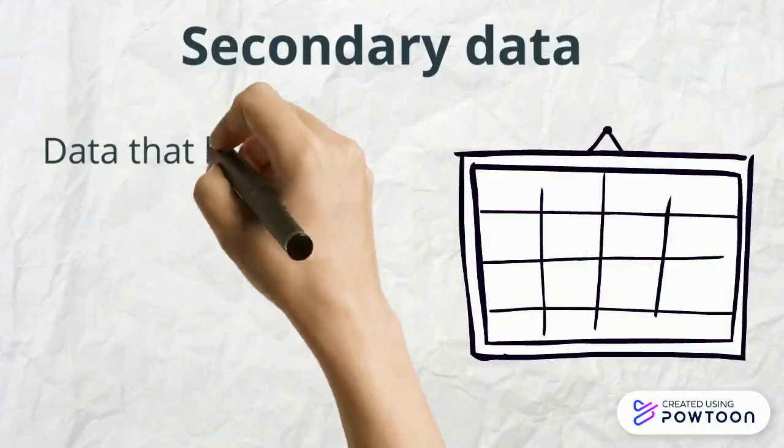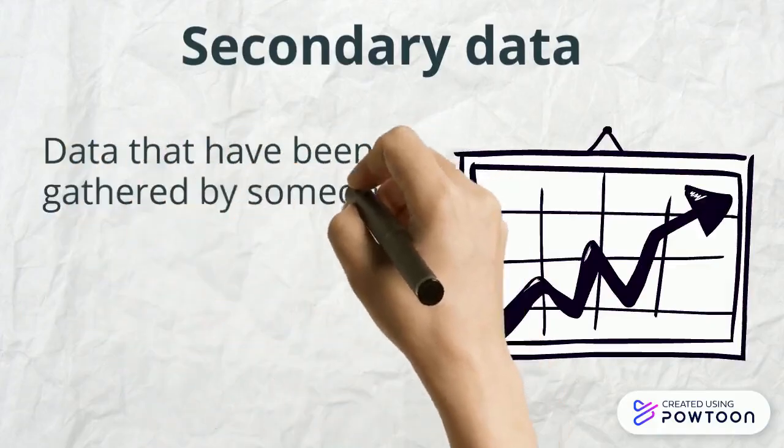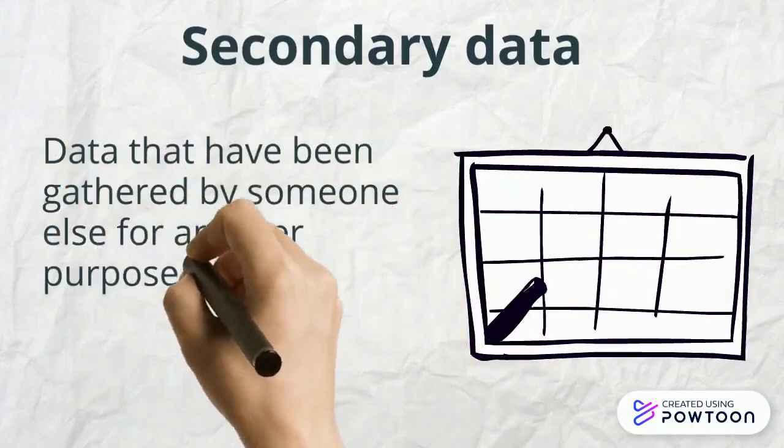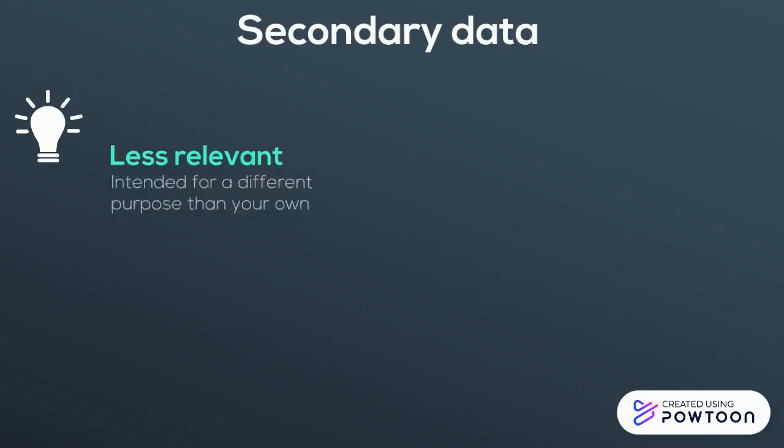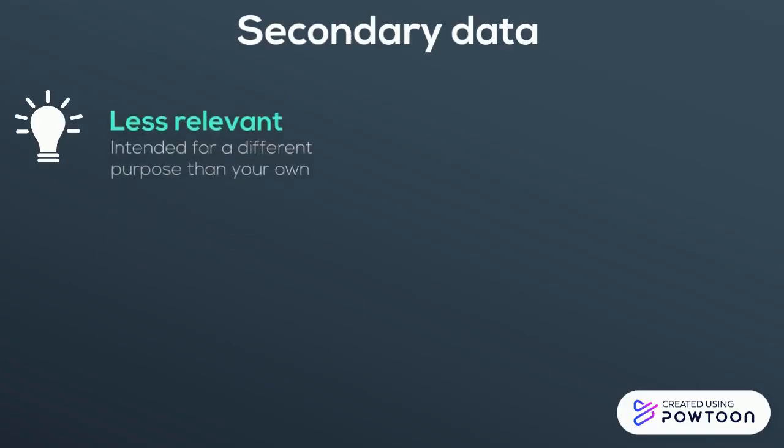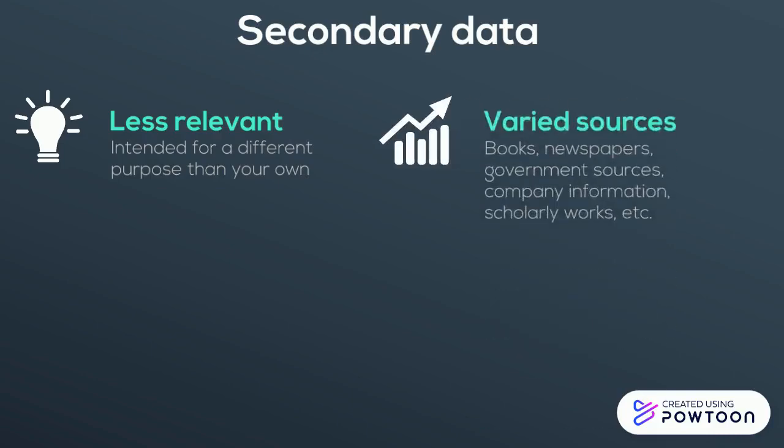Secondary data are data that have been gathered by someone else for another purpose. Secondary data are less relevant because they're intended for a different purpose than your own. You may not find the exact data that you need, but hopefully you can find data that are similar or close enough. Secondary data come from a variety of sources like books and government publications.